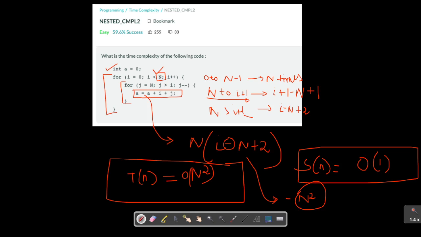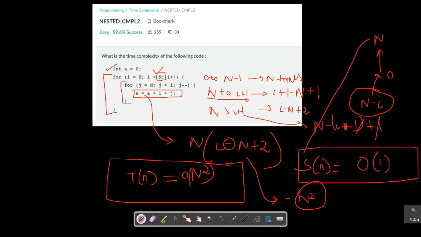So actually we should have done it this way: n minus I plus n minus I plus 1, and plus 1. So this 1 will get cancelled. It will be n minus I, and when I is 0, it will be n itself, and in that case we can say it will be big O n squared at worst case, and the worst case is when I is equal to 0.